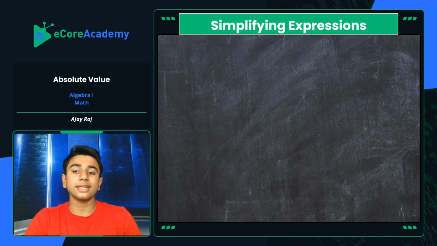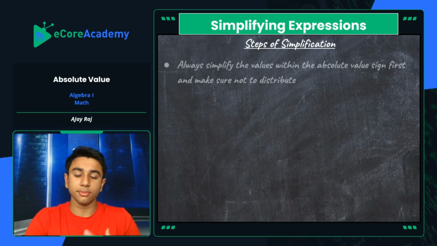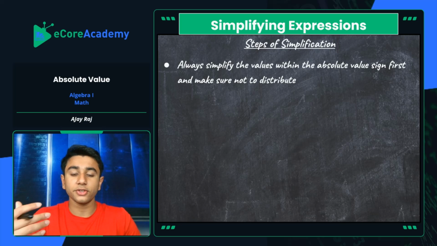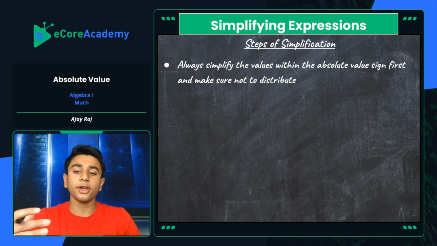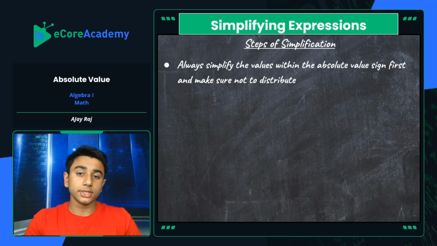All right, now we're going to take a look at simplifying expressions. So these are the steps of simplification. We're going to start off with our very first step. You're always going to simplify the values within the absolute value sign first and make sure not to distribute. So this is when you're taking a look at an expression. Just to recap, an expression is just like an equation, except it's not equal to anything. So you're just simplifying it. That's all you can do with an expression.